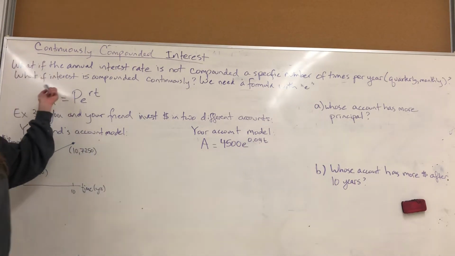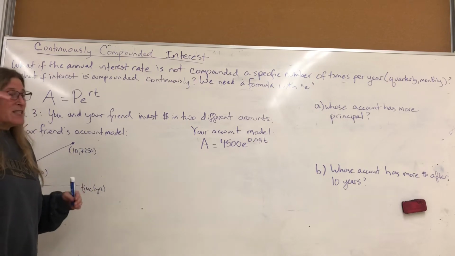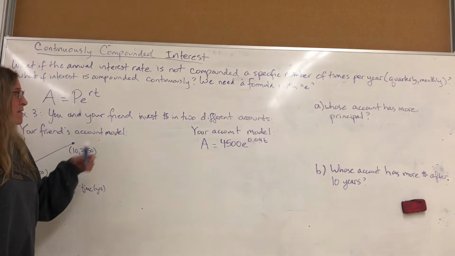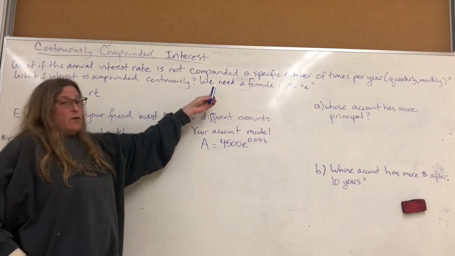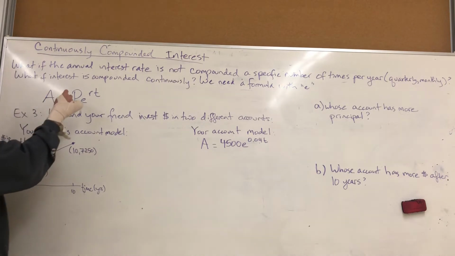But what if we have interest that's compounded continuously? So there's no number of times, it doesn't take a break whatever number of times per year to compound. So in this situation, we need a formula with E in it. Now, the good thing is the other values mean the same thing.